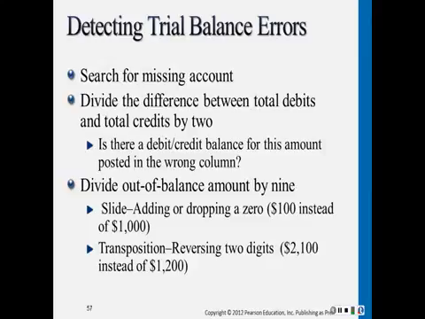Total debits can equal total credits on the trial balance. However, there still could be errors in the individual account balances because an incorrect amount might have been selected in an individual journal entry. So just because it's balanced does not mean that it is correct.